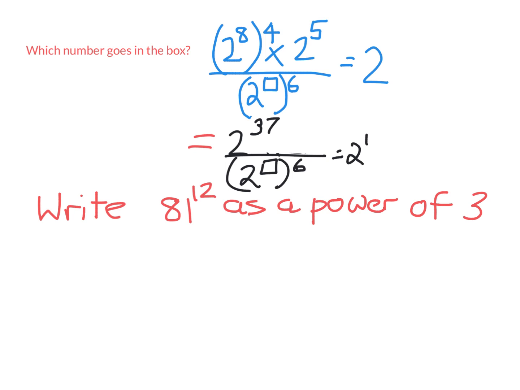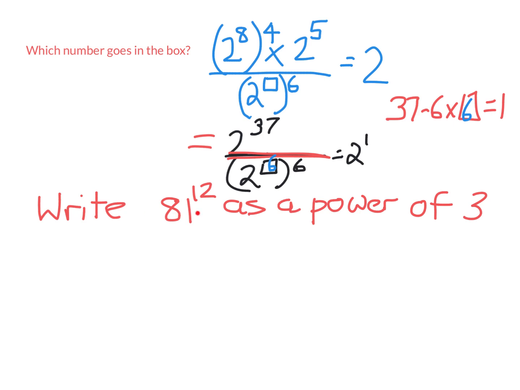Well, I am dividing because fraction line means divide, so I know that I need to subtract the powers. So 37 minus 6 times whatever's in the box has to equal 1. This will be 2 to the power of 6 times the box, and when I divide indices, I subtract the powers. So what number goes in there? Well, to go from 37 to 1, you need to subtract 36, which is, of course, 6 times 6. 6 goes in the box because 37 minus 6 times 6 gives me 1.